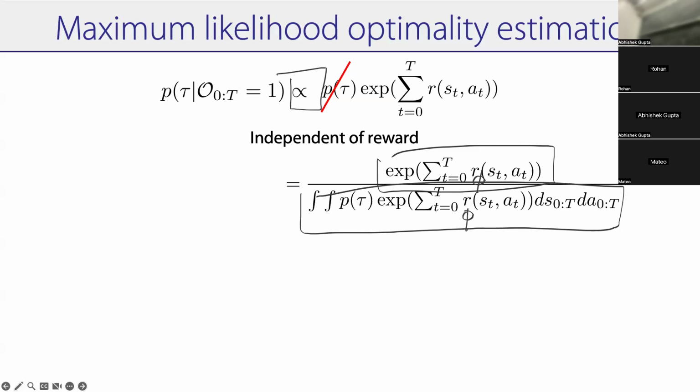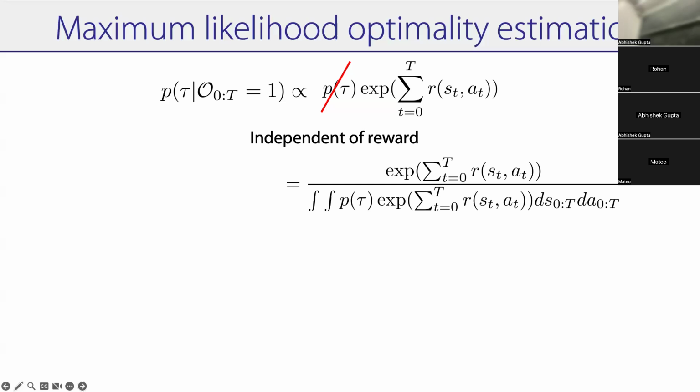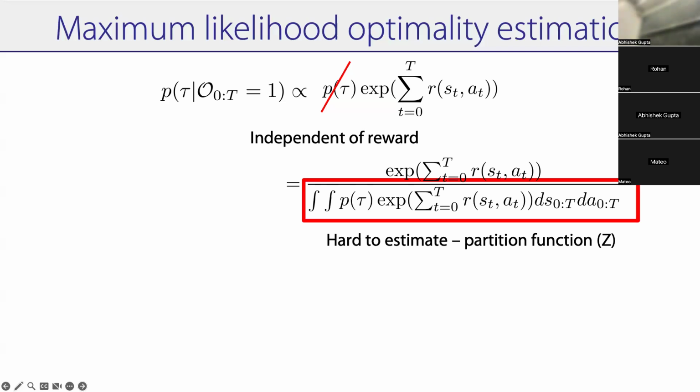So we're going to have to factor in the denominator, but the point here is that the posterior is proportional to the likelihood of the trajectory times the exponentiated sum of rewards. And this denominator is often called the partition function Z. It's just the integral of the numerator, but it's hard to estimate, because again we hit integrals in the denominator, and integrals in the denominator are bad. But we're going to call this our partition function Z, and we're going to show how we deal with it.